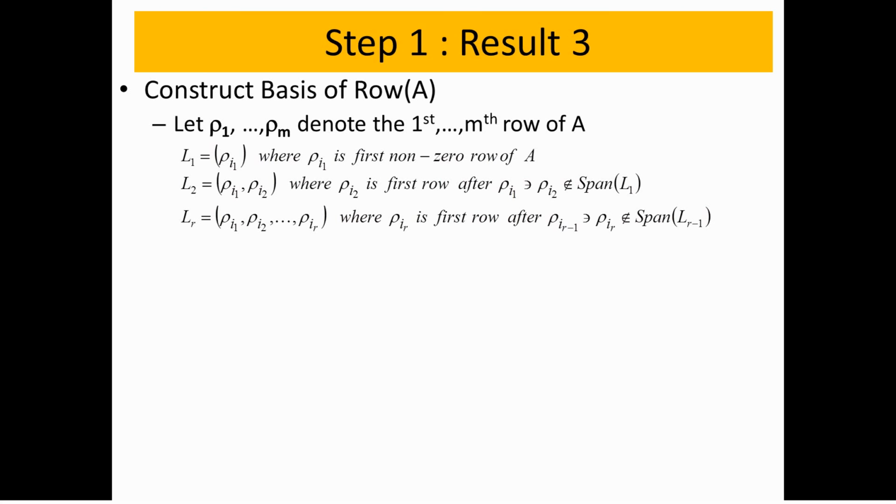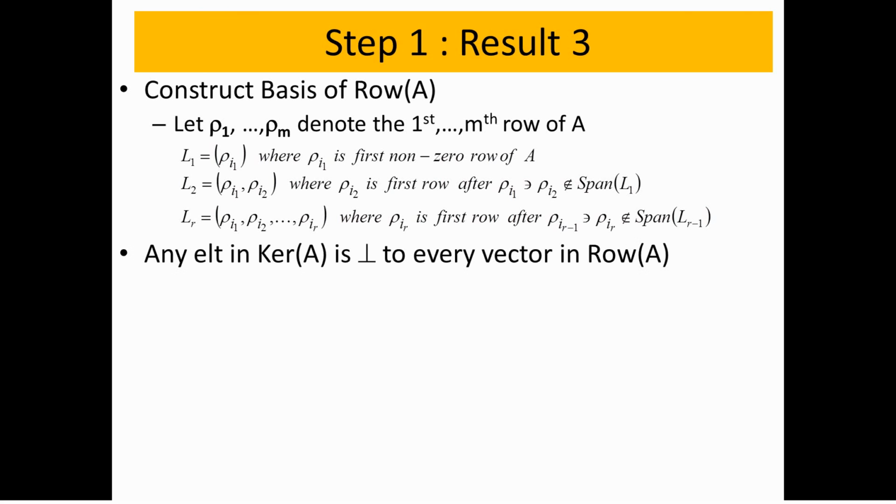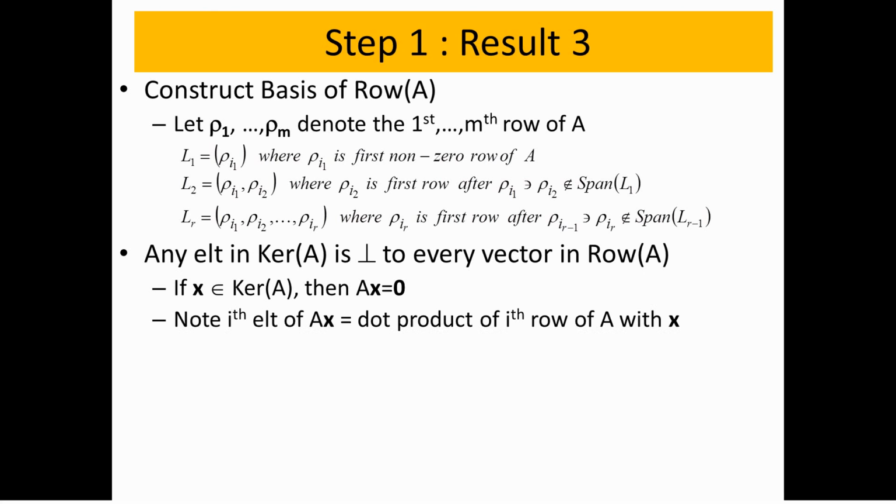Okay. So now we want to show that every element in the kernel of A is perpendicular to every vector in the row space of A. But that's not hard, because we know that if x is in the kernel of A, Ax is equal to 0. And think about it. How did we get the ith element of Ax? We take the dot product of the ith row of A with x. So that means that every row of A, its inner product with x is 0. Therefore, it's true for the ones that are in our basis set. These are just specific rows.